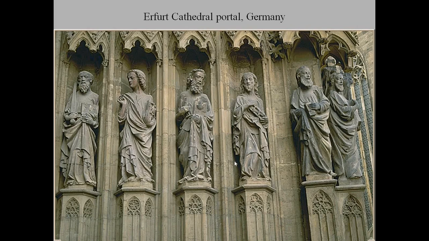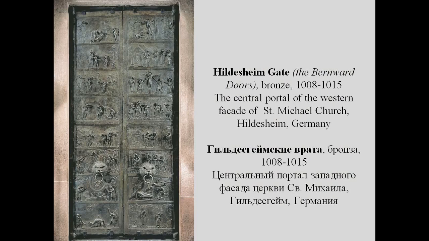Now let's consider the Hildesheim Gate, the so-called Bernward Doors, that were made of bronze from 1008 to 1015. This is the central portal of the western facade of St. Michael's Church, Hildesheim, Germany. Hildesheim Gate is a pair of Ottonian or Romanesque bronze doors, originally made for Hildesheim Cathedral in Germany. The doors show relief images from the Bible: scenes from the book of Genesis on the left door, and from the life of Jesus on the right door.